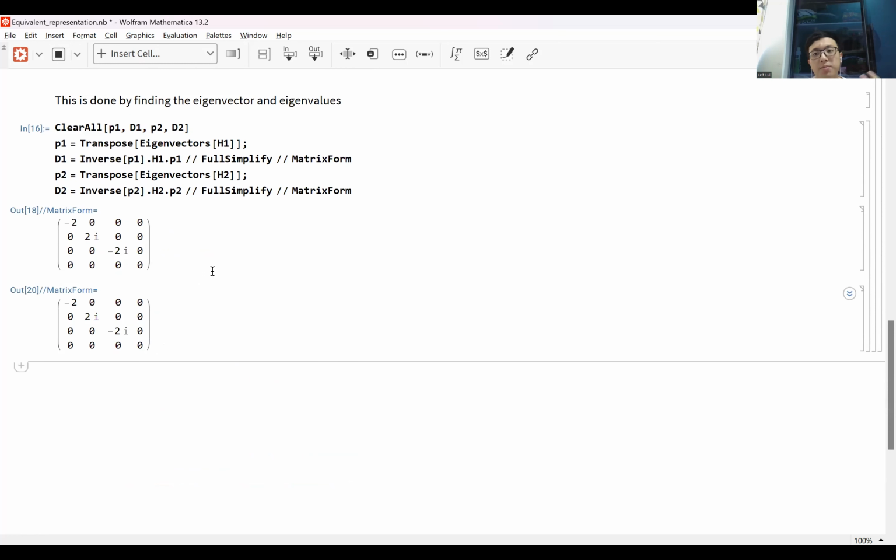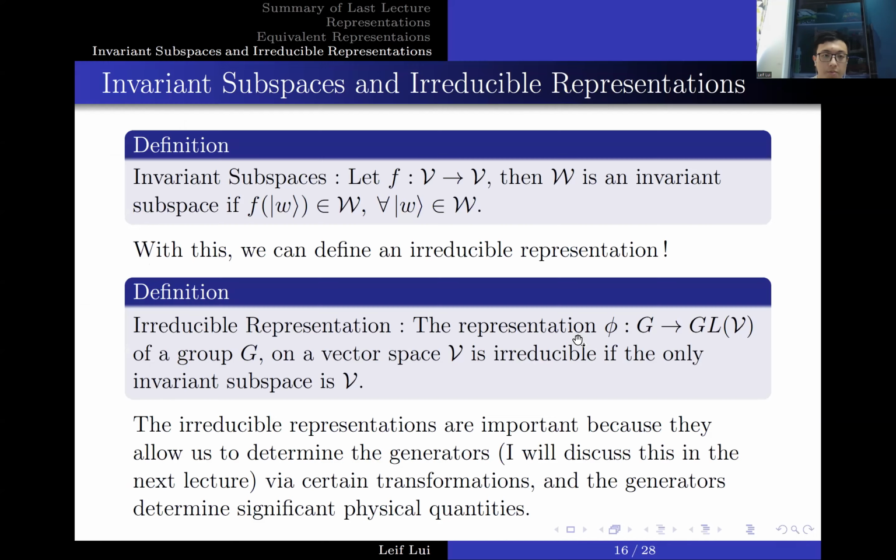So now let us go back to the lecture slides here. Now that we've defined equivalent representations, let us talk about invariant subspaces and irreducible representations. An invariant subspace is the following: if we have some map F from some vector space to, sorry, one of these should be W, this is my mistake, then W is an invariant subspace if F of some vector in W is also in W, for all vectors in W.